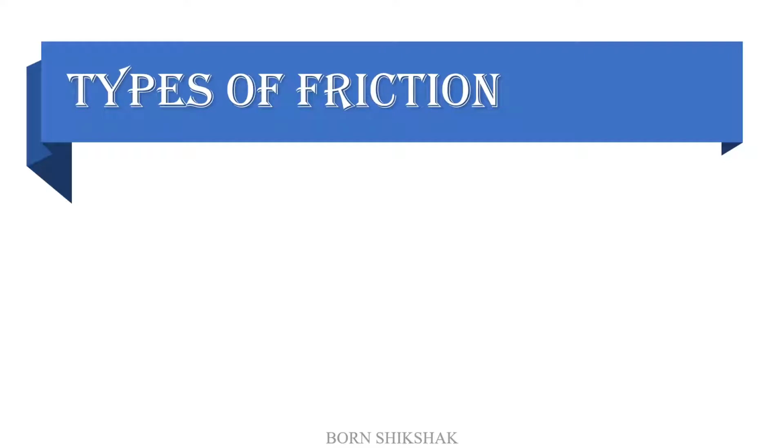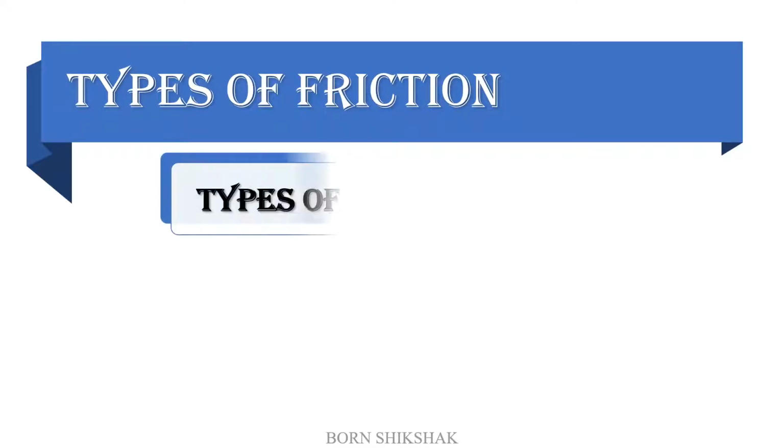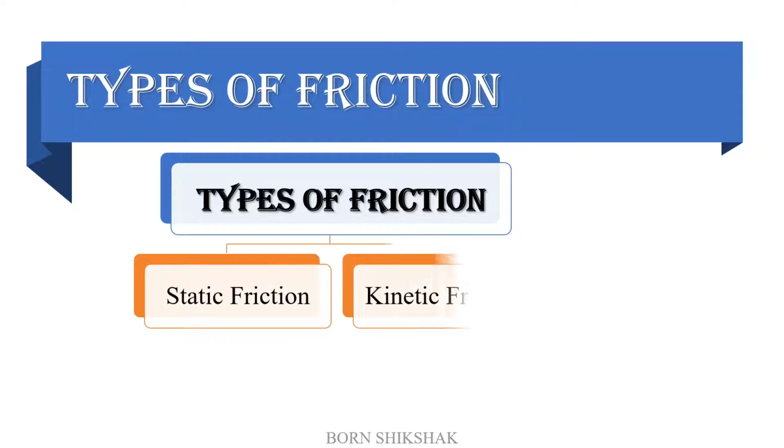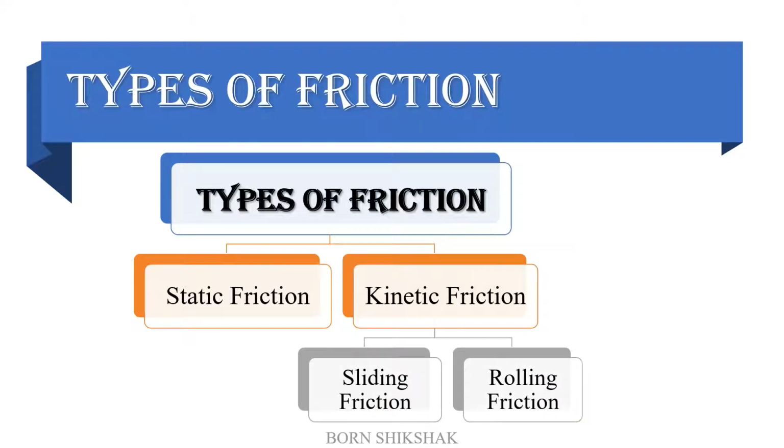Now we will be discussing types of friction. Mainly there are two types of friction: static friction and kinetic friction. Kinetic friction is also of two types: sliding friction and rolling friction. Now we will be discussing about these in detail.